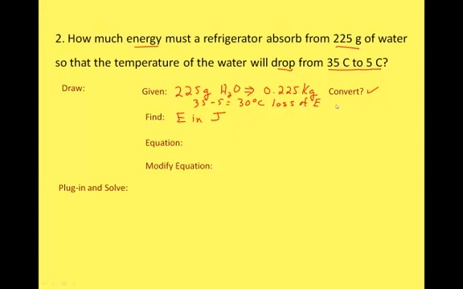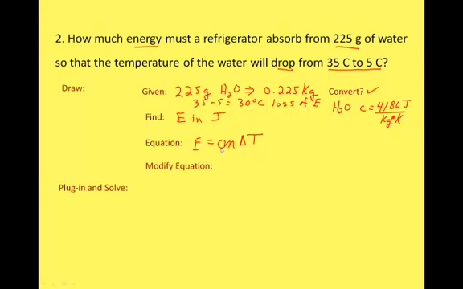So we know that it's water. What else is given? Okay, it's water. So the C is going to equal 4,186 joules divided by kilograms times K. So our equation that we use is E equals C m delta T.